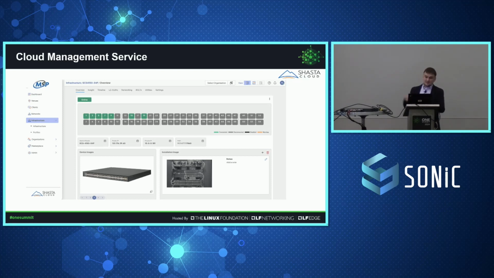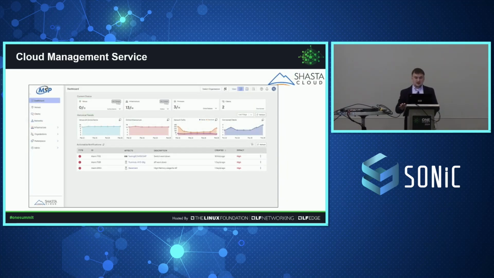So on this screenshot that was provided by our friends from Shasta Cloud, we can see that we can configure the switch. We see the ports. We see the information about it, the picture of its deployment. Additionally, we can see the standard things we can expect: number of clients, number of flows, overall data being transferred, some alarms, etc.